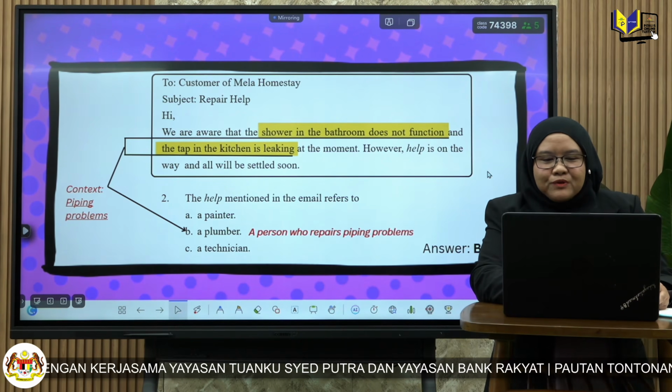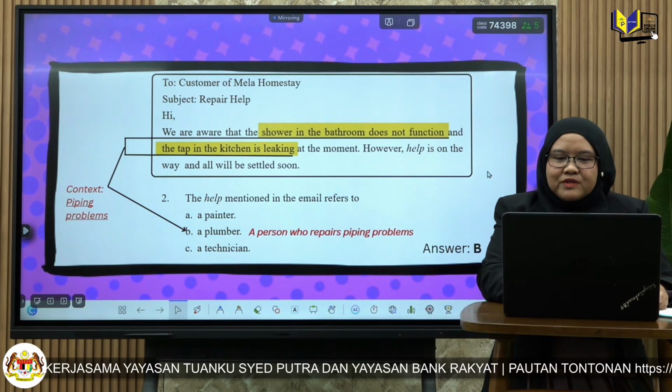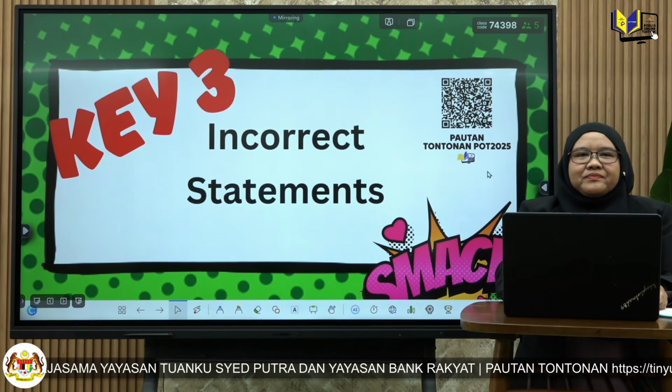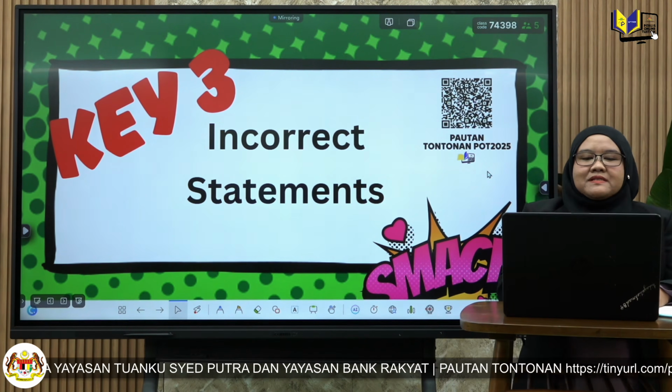Okay, well done to those who got the answer correct. Now, let's go to the next key. So, the next key is incorrect statements.